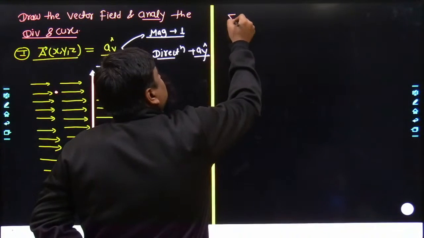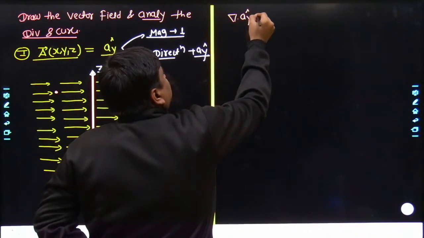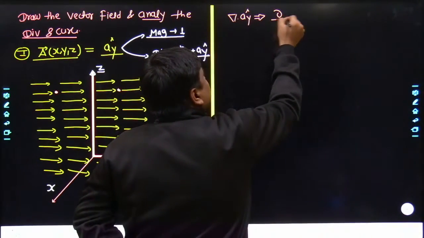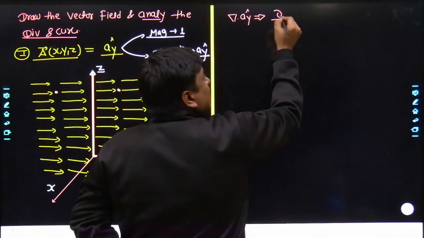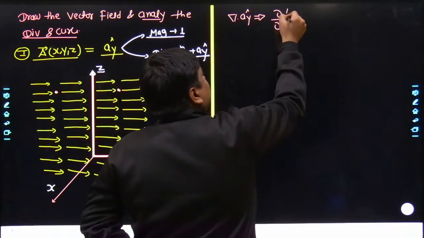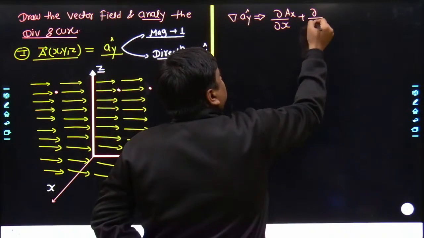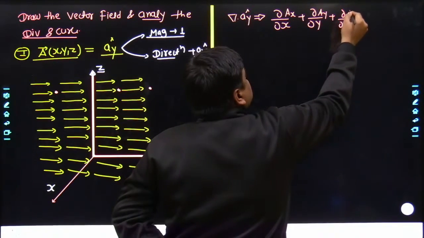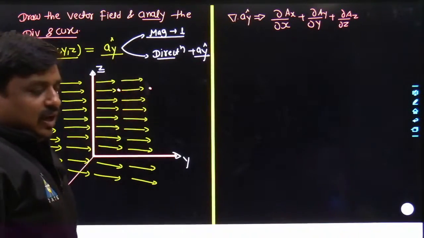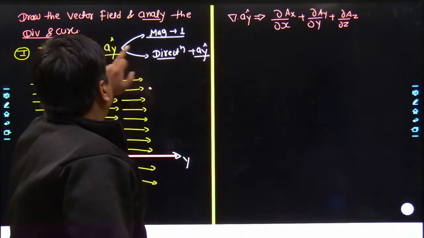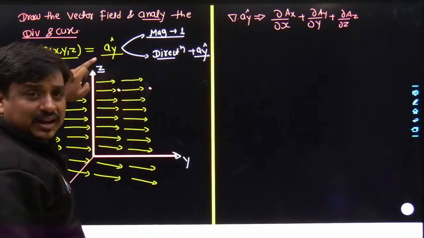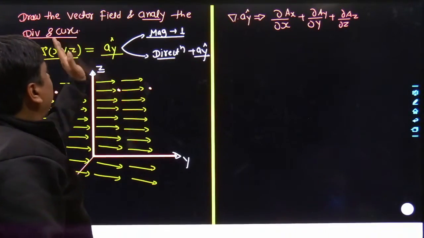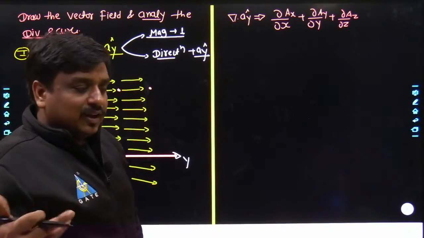Mathematically speaking, the divergence of ay cap can be easily calculated. How do we calculate this? It is a scalar quantity, which is nothing but the partial differentiation of the component of a vector in the direction of x, which is ax, dou of dou x, plus dou of dou y of ay, plus dou of dou z of az. Now you can see very well, here you have only one component, in the direction of ay cap, and the magnitude of the component in the direction of ay cap is simply 1, and the remaining components in the direction of ax cap as well as az cap are 0.